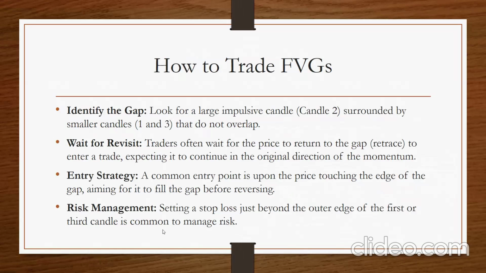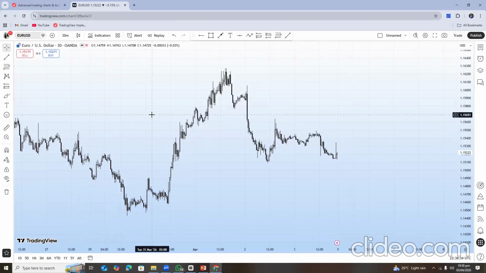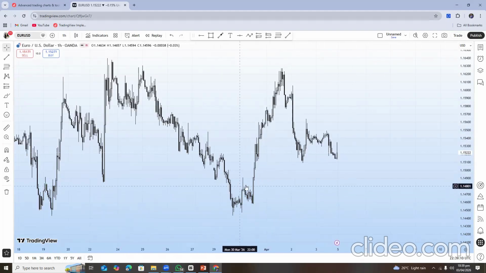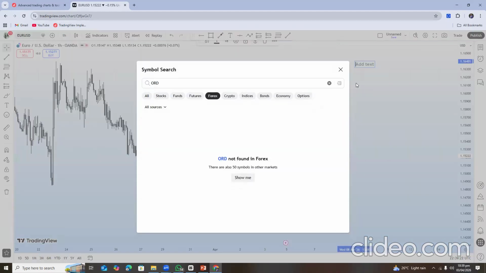So let's go to the chart and see if we can apply both the order block and then the fair value gap. It is very important. Let me show on recording. All right, great. So we have the Euro USD chart on my screen at the moment. So let us try to see if we can identify order blocks and fair value gaps.